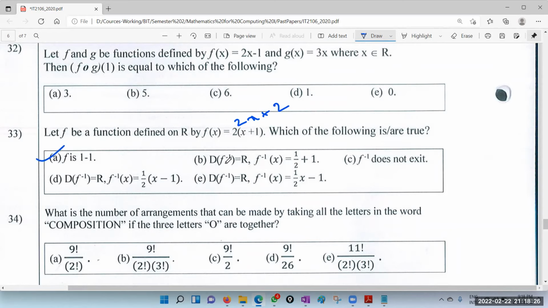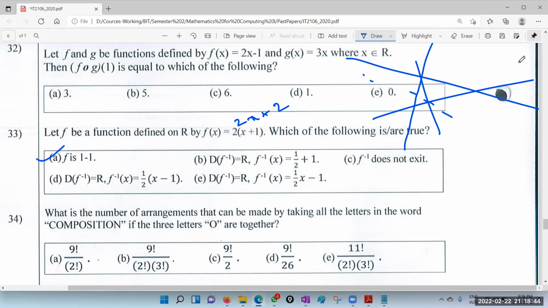Domain of f inverse, of course, f inverse. So here the domain is minus infinity to plus infinity, because 2x plus 2 is something like this. Right, it goes from minus infinity to plus infinity. So therefore, the inverse will be a mirror image like this. Okay, so that is also going from minus infinity to plus infinity. So therefore, B, domain of f inverse is real numbers, is correct.